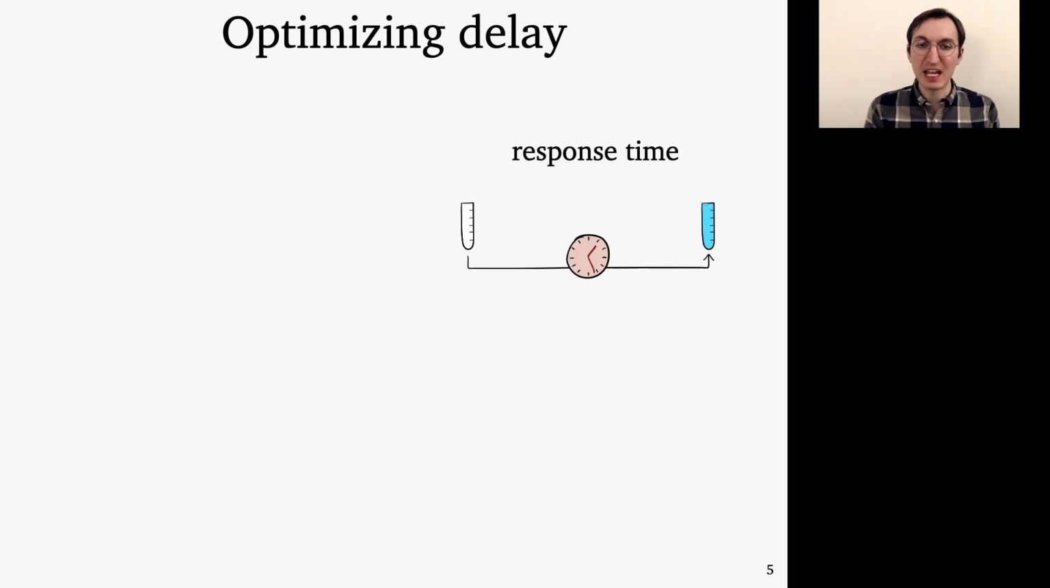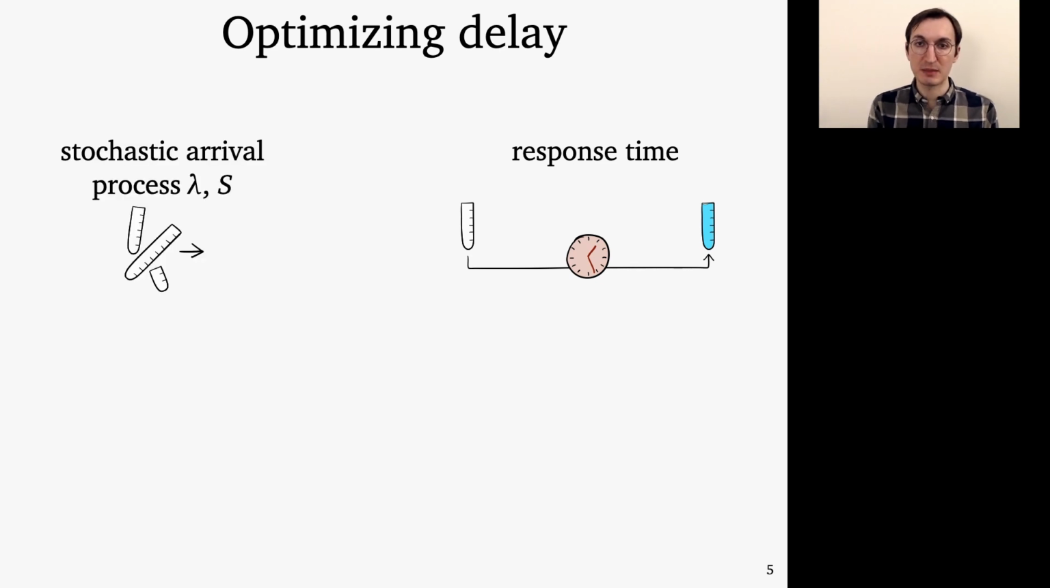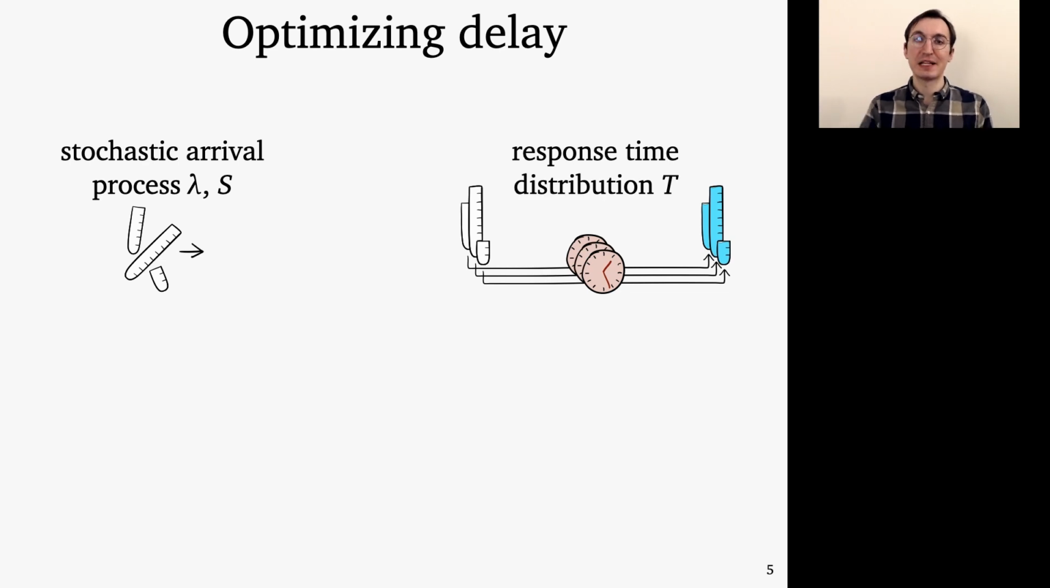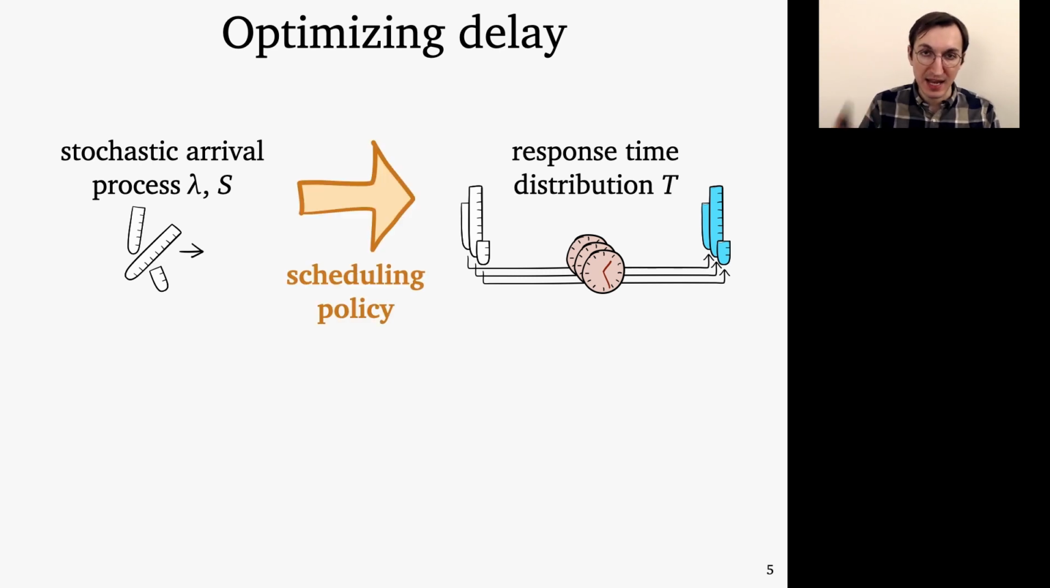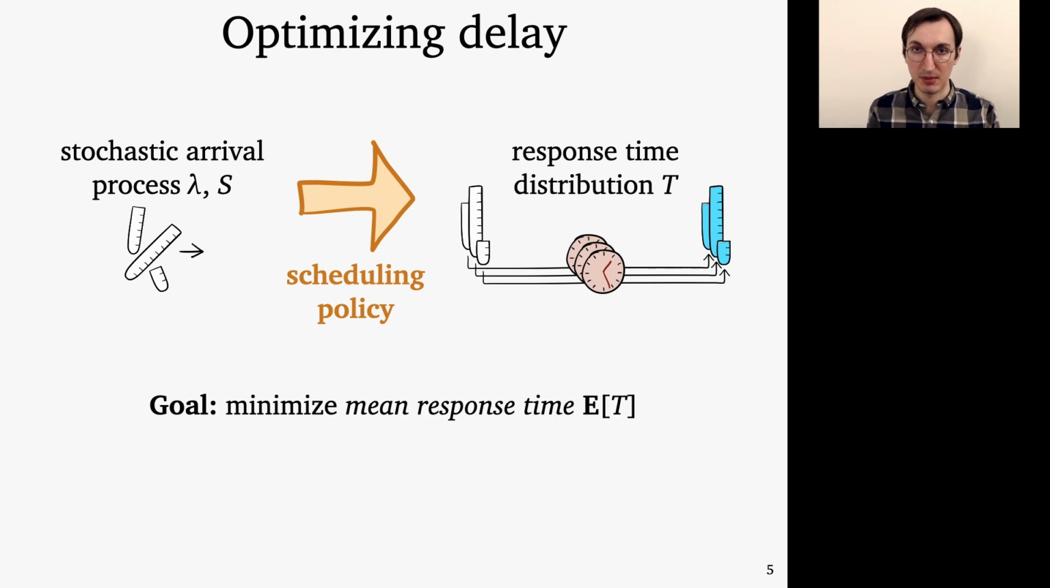So remember that delay means response time. But we're not just going to look at one job's response time because we have this whole stream of arriving jobs. We're going to have a response time distribution where if I look at a really long arrival sequence and I ask, how long was just this job in the system, that job, and so on and so forth, I get some distribution, which I'll denote by capital T. And this distribution is affected by the arrival process and the scheduling policy. And so my goal in this work is going to be to design a scheduling policy that minimizes mean response time, the average delay over all jobs in this long arrival sequence.